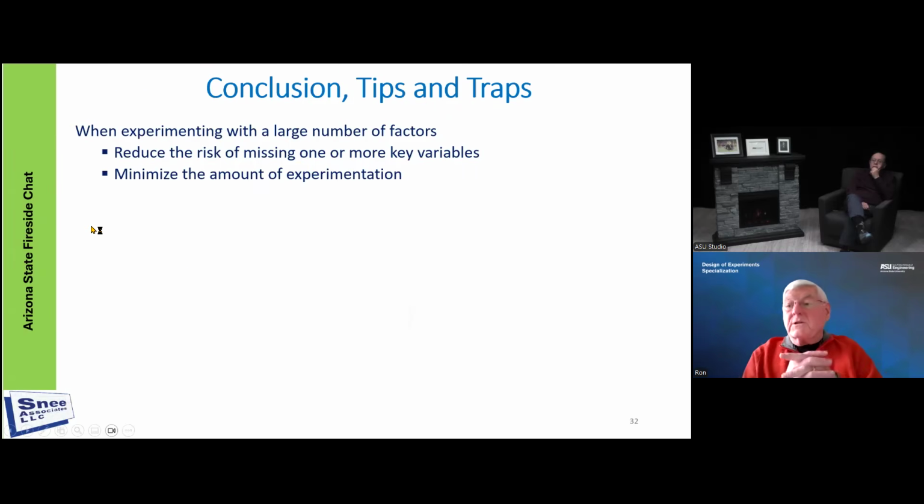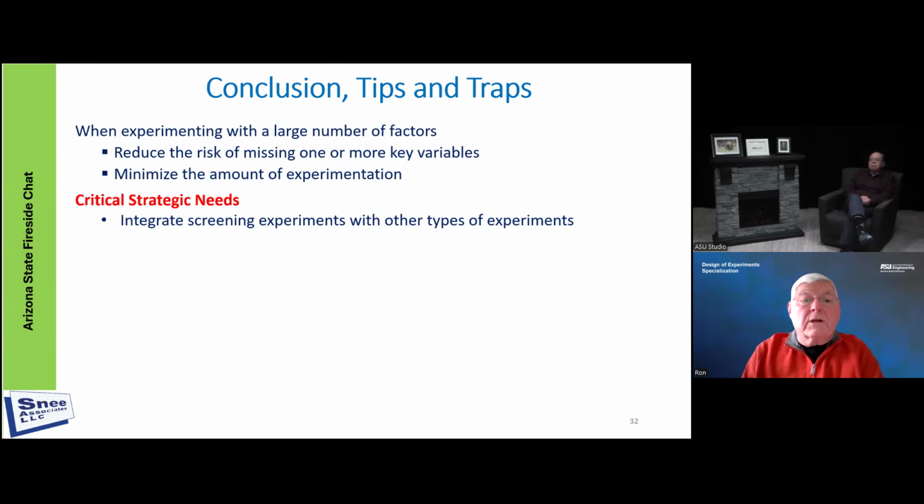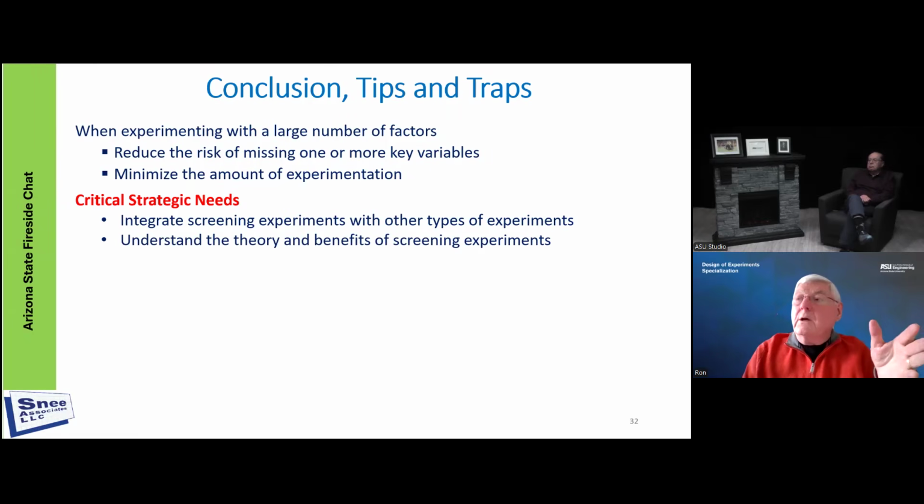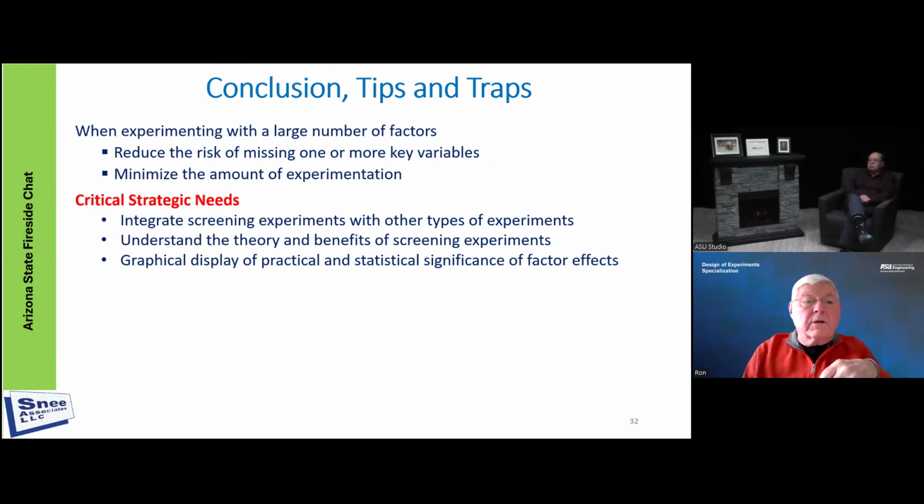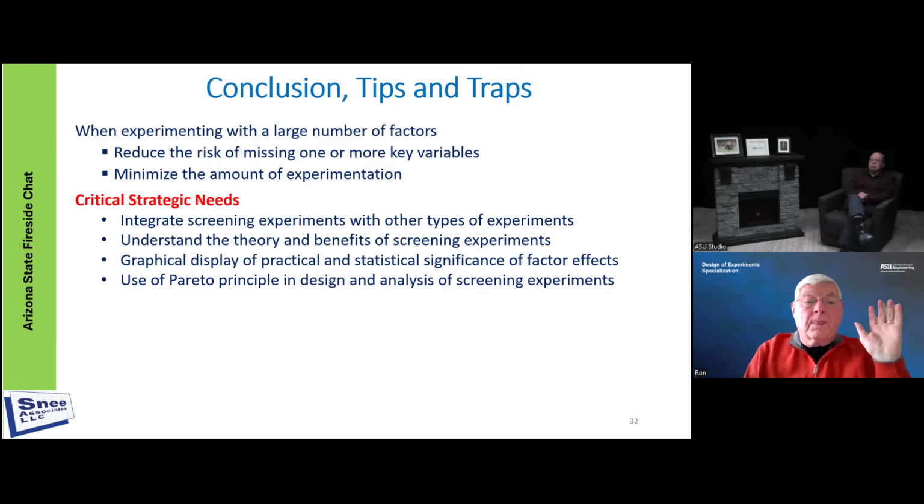So let me wrap this up, so that we will have a few minutes for questions here. When experimenting with a large number of factors, we want to reduce the risk of missing 1 or more key variables. We want to minimize the amount of experimentation. Here are some critical strategic needs. We need to integrate the screening experiments with other types of experiments that we need to do. We need to understand the theory and the benefits of screening experiments. Graphical display and statistical significance of the effects are important. Need to worry about those. The Pareto principle works. Need to understand that and how to use it.